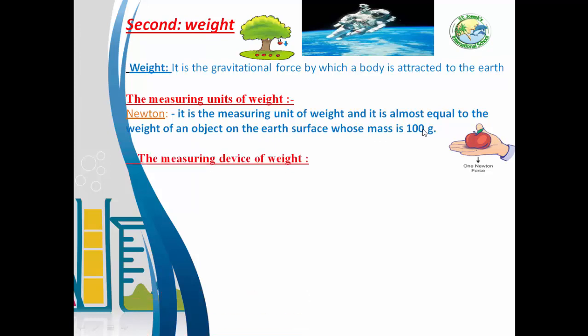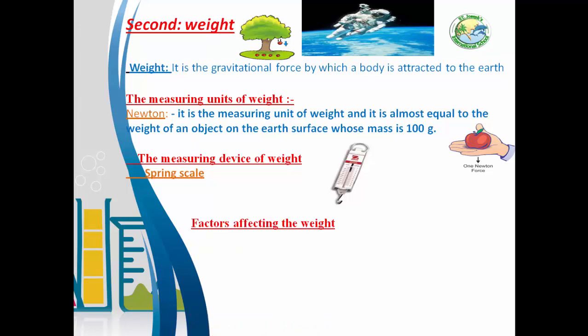Then we can talk about the measuring device of weight. Weight is measured by a device known as a spring scale. A spring scale is a device used to measure weight. So we talked about the definition of weight, the measuring unit of weight, and the measuring device of weight. Let us move to the next part, which is factors affecting weight.